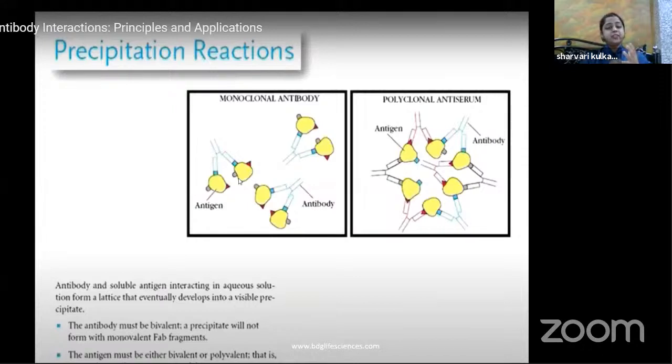So if the antibody is bivalent or polyvalent, like in this diagram, you can see this is the antigen. It has only one antibody associated with it. It will not form a precipitate. But here, this antigen is involved with antibodies which are polyvalent. So they are forming a precipitate, and that is how they lead to the precipitation reaction.